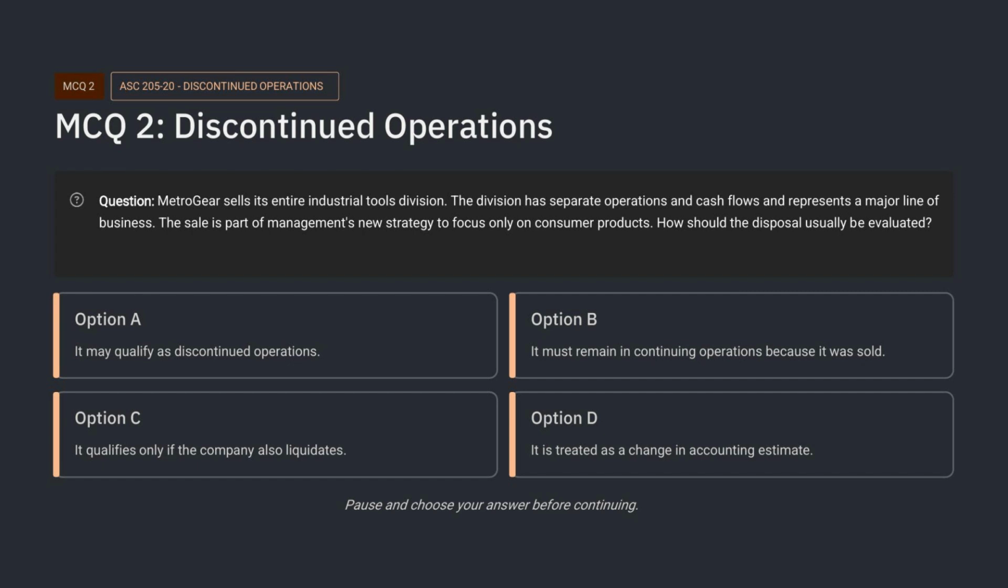Now ask yourself, does this look like a routine disposal or does it look like a major strategic exit? Use the three gates: component, exit event, and strategic shift. Think through those gates and choose the best option.